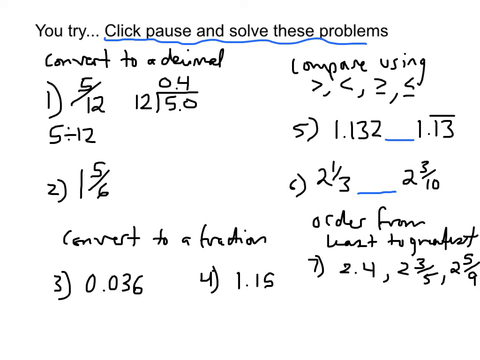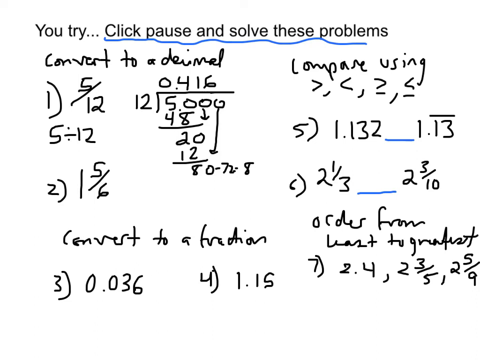4 times 12 is 48. 50 minus 48 is 2. I have to bring down another 0 because 12 does not go into 2. 12 goes into 20 one time. 20 minus 12 is 8. 12 does not go into 8, so I have to bring down another 0. 12 goes into 80. 6 times 12 would be 72. 6 times. And 80 minus 72 is 8 again.